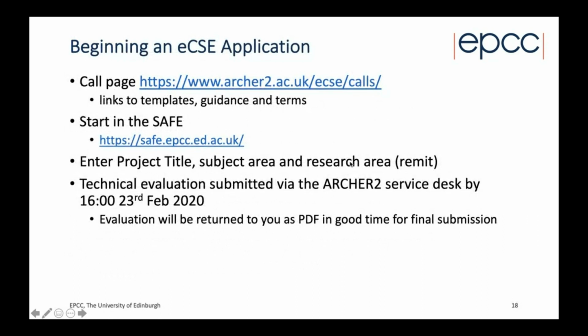So to start a proposal, first of all, go to the call page that links to the templates, guidance, terms, and so on, and actually start the thing in the SAFE, and I'll show you how to do that in a minute. To start with, you only need to enter the project title, subject area, and research area, i.e. which research council remit it belongs to. And you should do that before you submit your technical evaluation. Once you've submitted your technical evaluation, you can then go on and update more of the proposal, but just to start with, just get those things in.